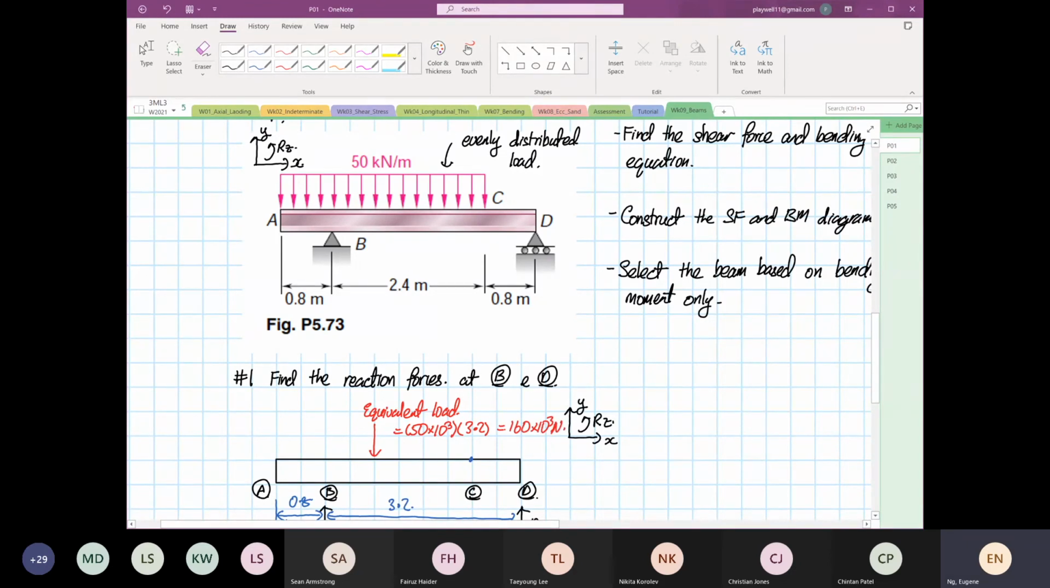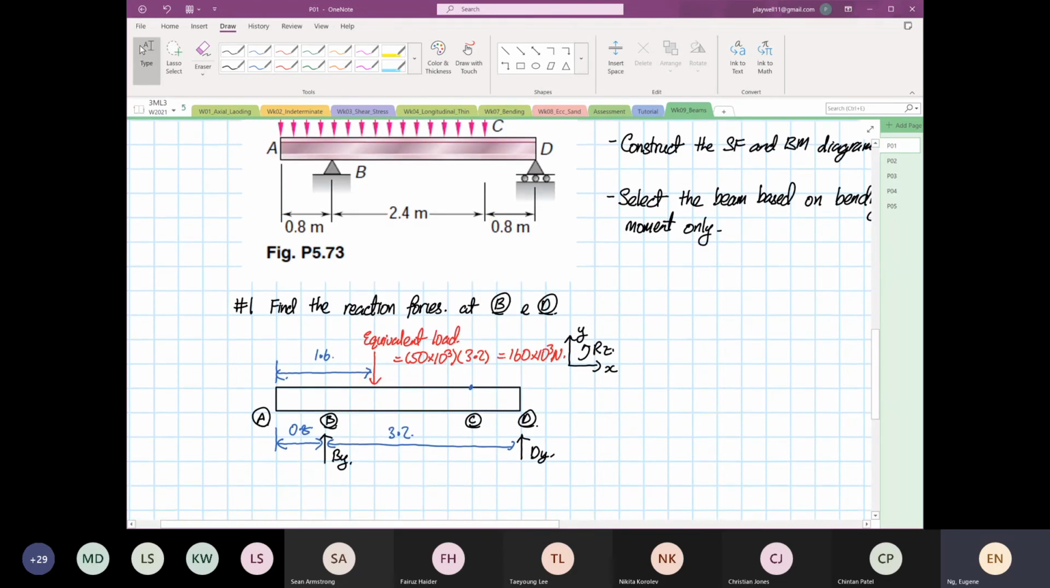The next thing we need to identify, which a lot of students don't and that's where they make a lot of mistakes, is from here to here. Because the distance is 3.2, you divide by 2 to get 1.6. The equivalent load for an evenly distributed load is always at the center of the section of distributed load. If it's a triangle, it's L over 3. You guys know that by now. So this is our free body diagram.